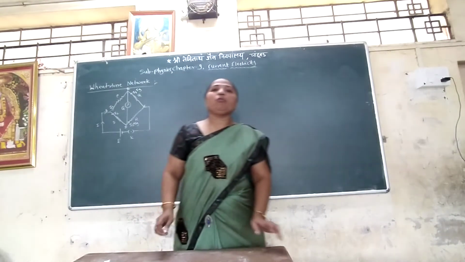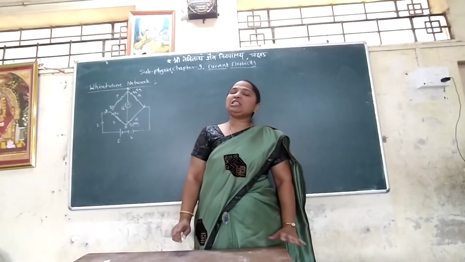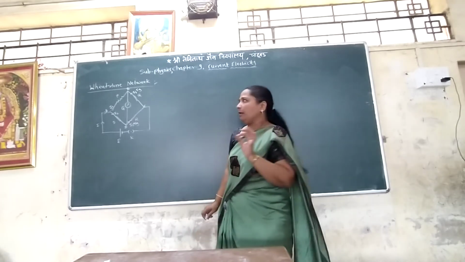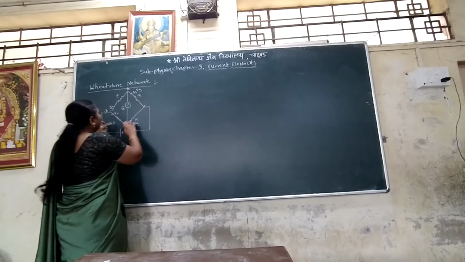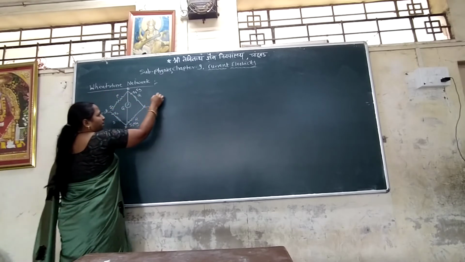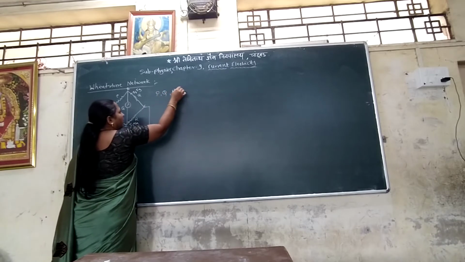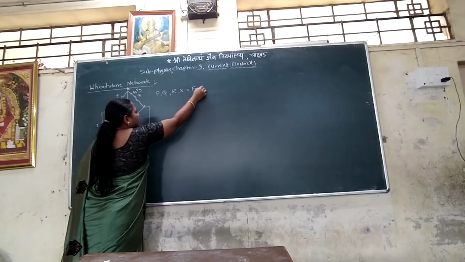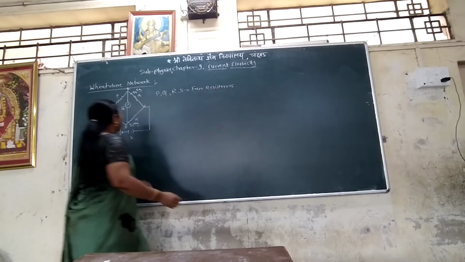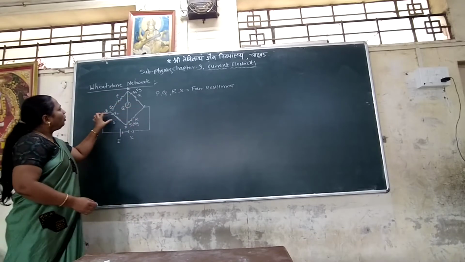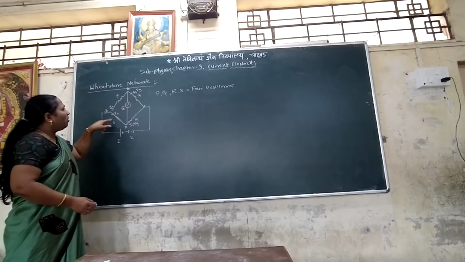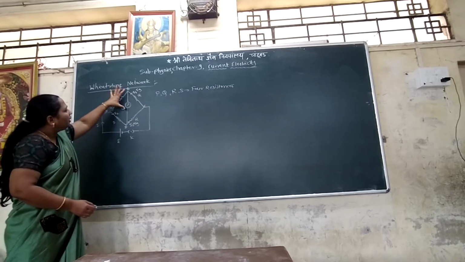Hello students, we learn about Wheatstone's meter bridge, or Wheatstone's network. Four resistances P, Q, R, S are connected in the four arms of a rectangular frame, and they are diagonally connected.